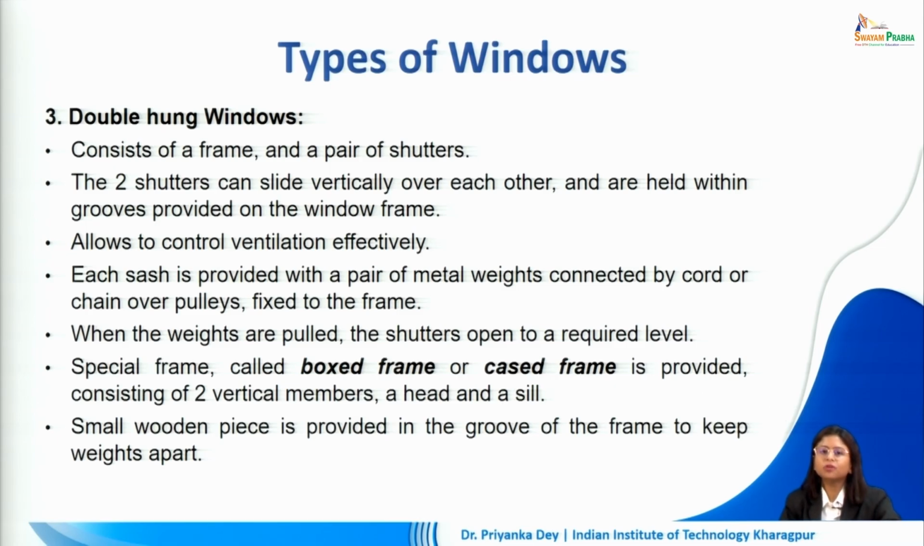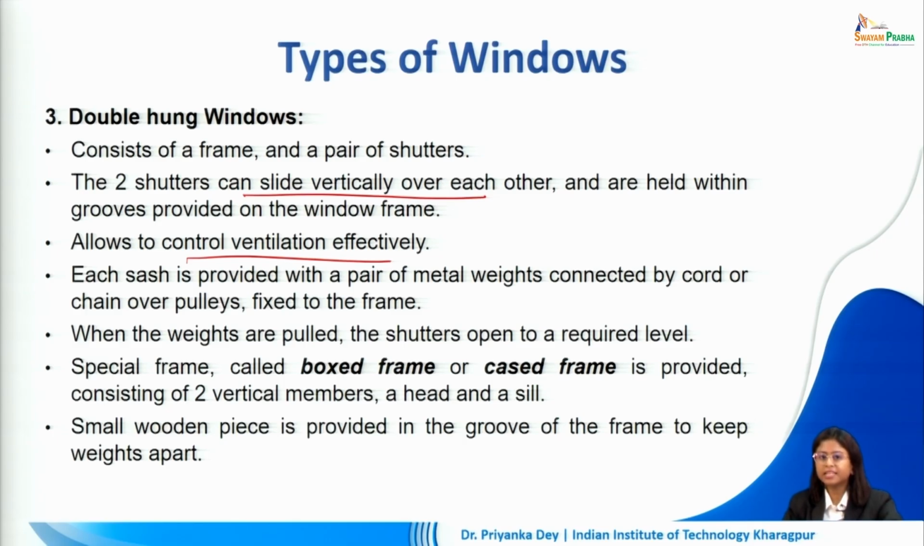The next type is called double hung windows. This consists of a frame and a pair of shutters. The two shutters can slide vertically over each other and are held together within grooves which are provided in the window frame. Now this allows us to control ventilation effectively, because we can actually slide these shutters vertically one above the other. So we can actually control the ventilation that is coming into the space.